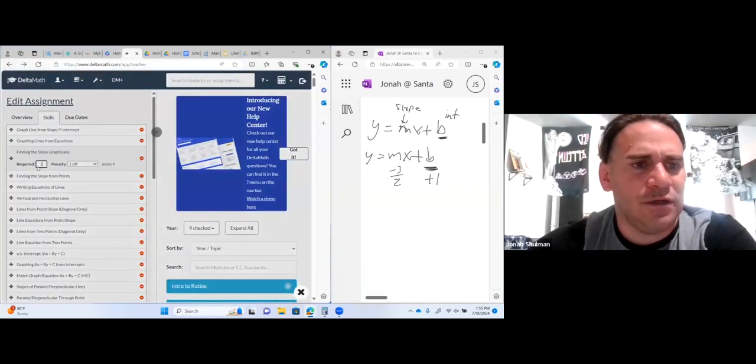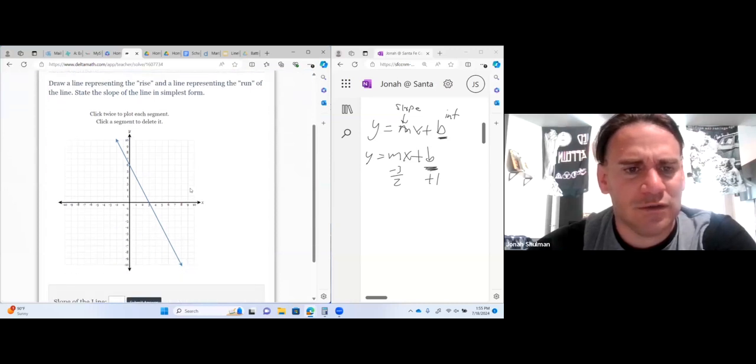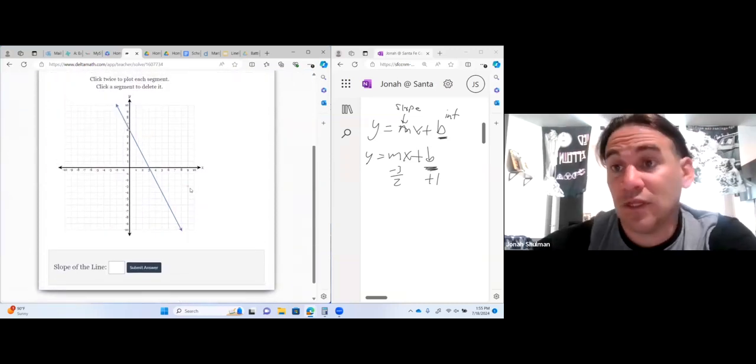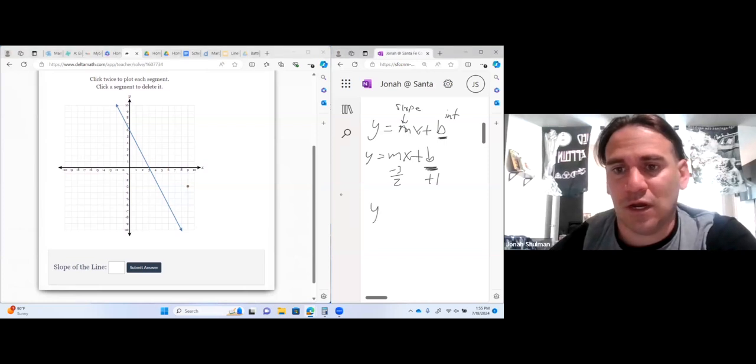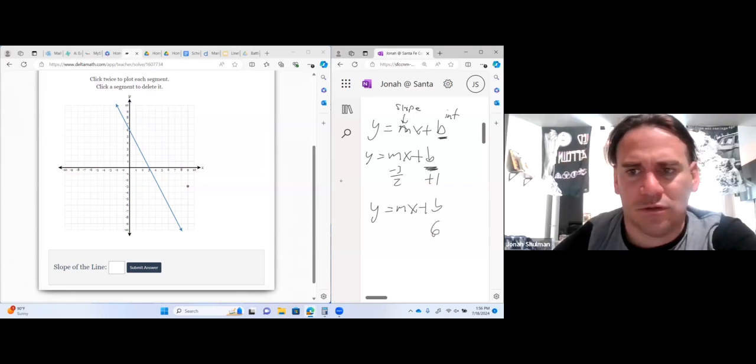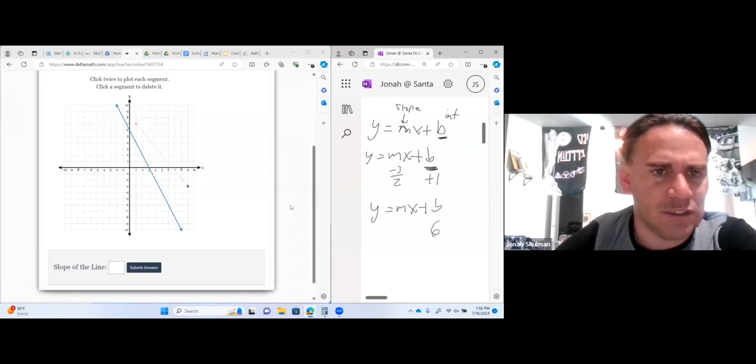All right. Now we've got to find the slope graphically. We just need the slope of the line, but I'll give you the whole thing. How do you like that? So y equals mx plus b. Our intercept is 6.